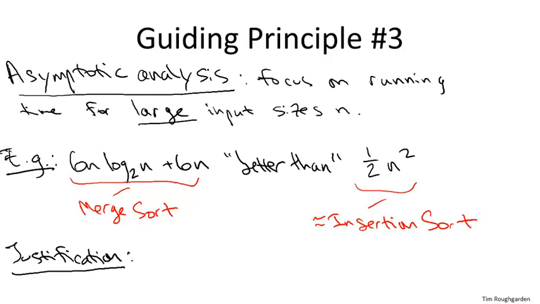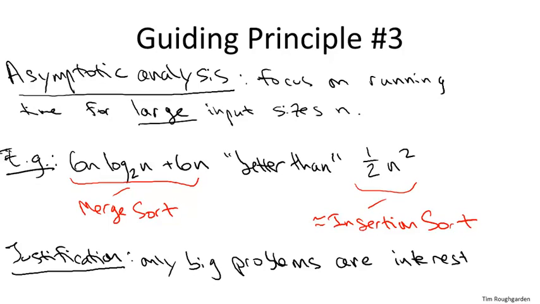Is that a justified assumption, to focus on large input sizes? And the answer is certainly yes. The reason we focus on large input sizes is because, frankly, those are the only problems which are at all interesting. If all you need to do is sort 100 numbers, use whatever method you want, and it's going to happen instantaneously on modern computers. You don't need to know, say, the divide and conquer paradigm if all you need to do is sort 100 numbers.